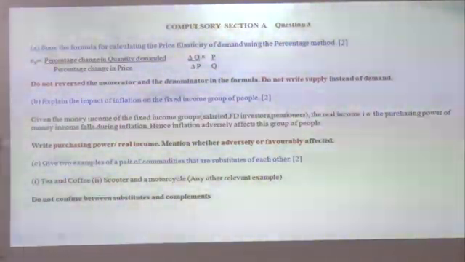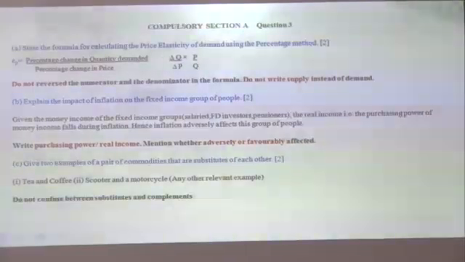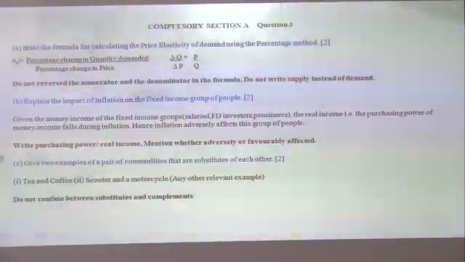The next question. Give 2 examples of a pair of commodities that are substitute of each other. So there are many substitutes. You can stick to tea and coffee, a scooty and a motorcycle, any other relevant example. Remember, some of you are confused with substitute goods and complement goods. So these are substitute goods, not complementary goods.